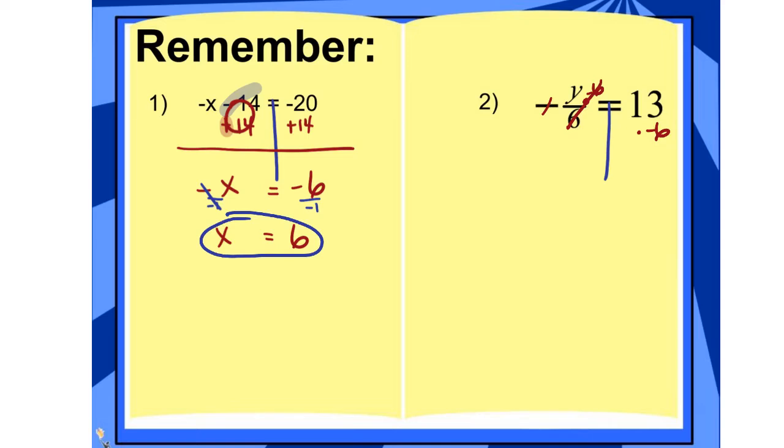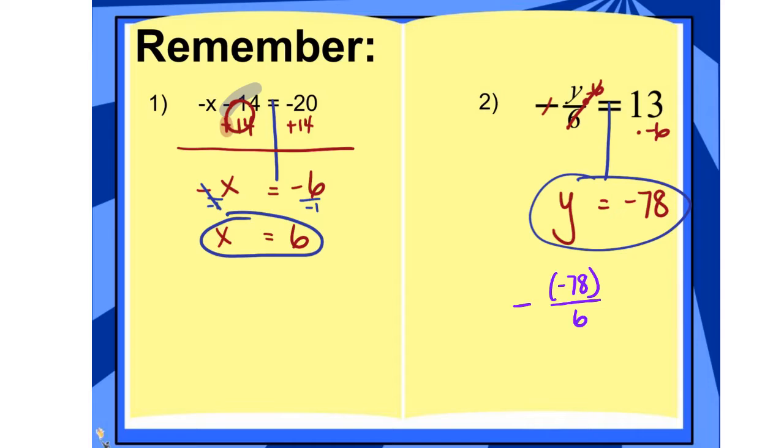This is where it's nice to go quick and use our calculator. So we're going to do 13 times negative 6, and our y equals negative 78. For this one, the reason why this one works, if we plug our number back in, the opposite of negative 78 divided by 6 is the opposite of negative 13. Well, the opposite of negative 13 certainly equals 13. So we can always check our answers.